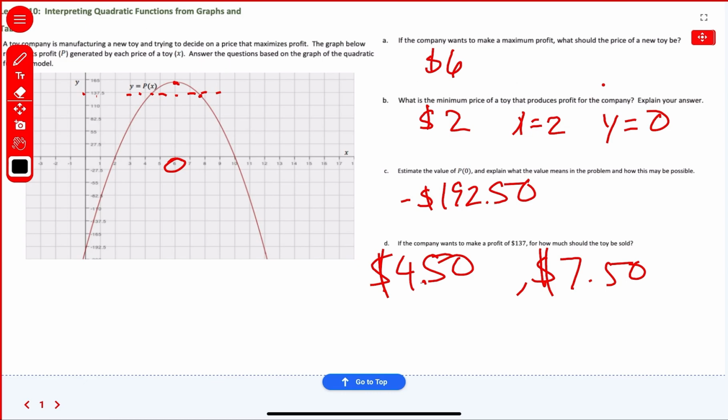Okay? Thank you. If you sell the toy for $10, why do you get less profit? People don't buy them. People are not buying them. That's the point of no return, basically. I'm not paying $137 for a pair of stupid shoes. You're not getting a dime from me.